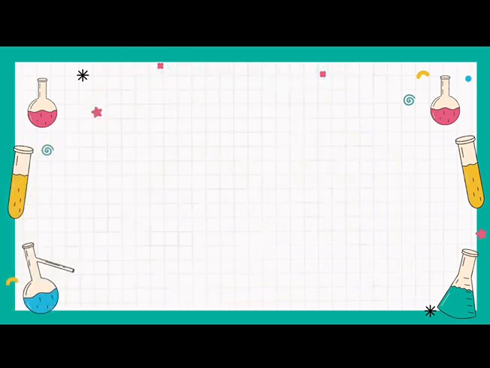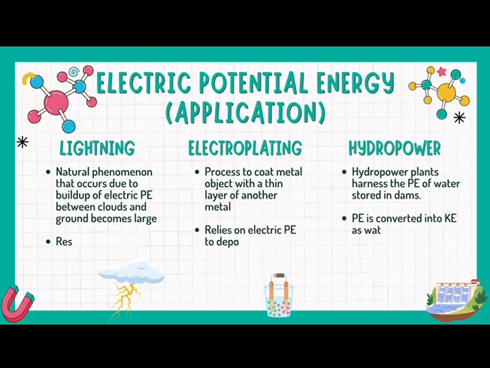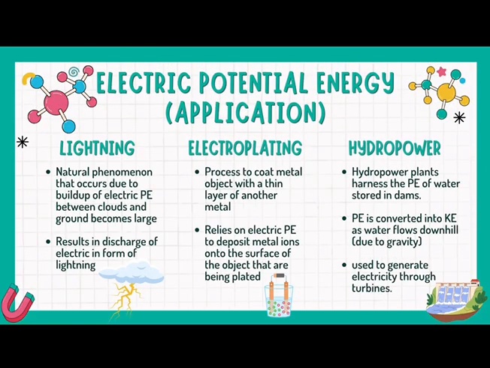Now there are applications of electric potential energy in our daily life. First, we have lightning. Lightning is a natural phenomenon that occurs when the build-up of electric potential energy between clouds and ground becomes large, and it results in a discharge of electricity in the form of lightning. Next, we have electroplating. Electroplating is a process to coat a metal object with a thin layer of another metal, and it relies on electric potential energy to deposit metal ions onto the surface of the object being plated.